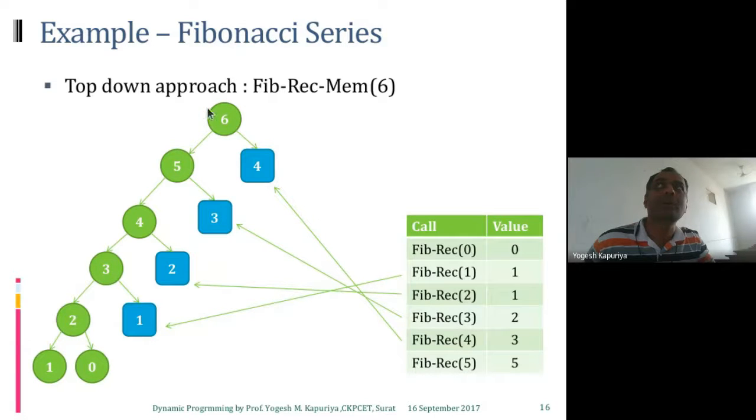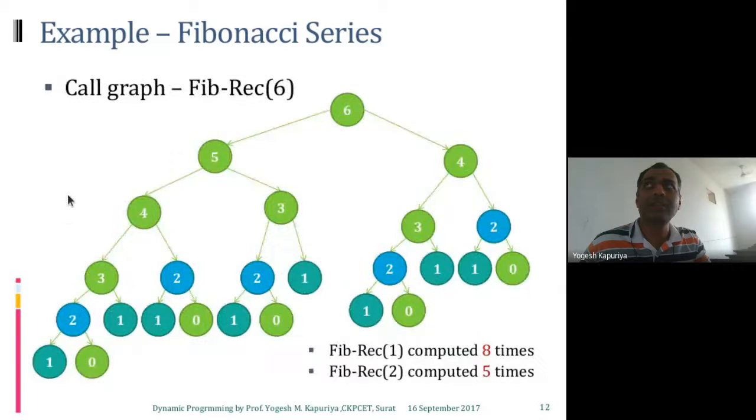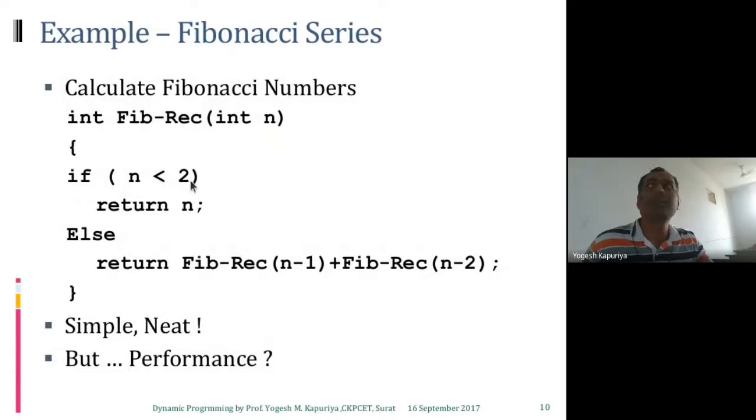You are making a call to 6. 6 will make a call to 5 and 4. Now, if you remember, again, let me go to that algorithm. You are making a call to 6. It will check whether 6 is less than 2. No. It goes into the else part. Then it will make a call to 5. What will happen? Now it will not make another call to 4. First it will try to solve this.